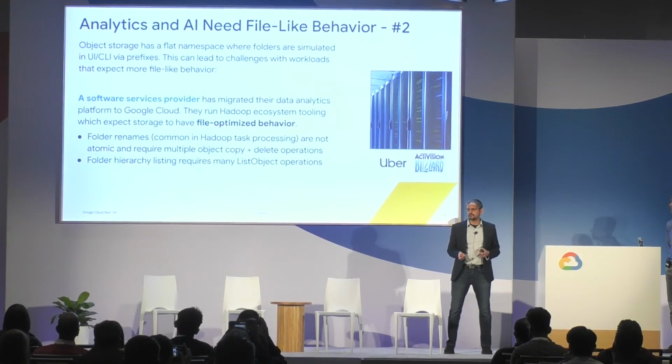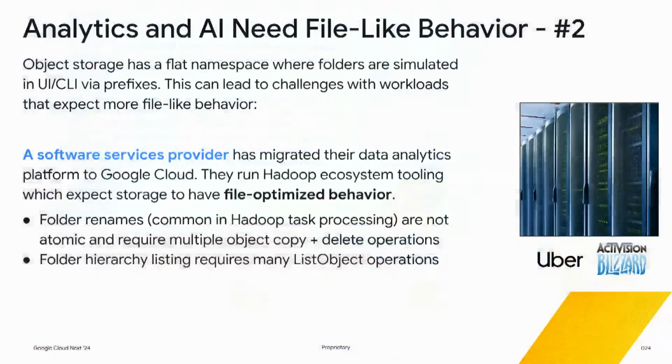So let's take the example of a software service provider that's migrated their data analytics platform to Google Cloud. Examples include Uber and Activision Blizzard. They run Hadoop ecosystem tooling, and Hadoop ecosystem tooling like Hadoop and Spark generally expects HDFS, so it expects file-optimized behavior. That can lead to certain issues when you're using something like a flat namespace, like object storage.